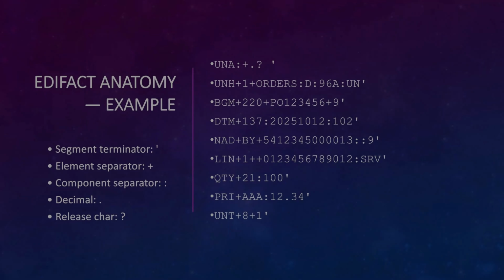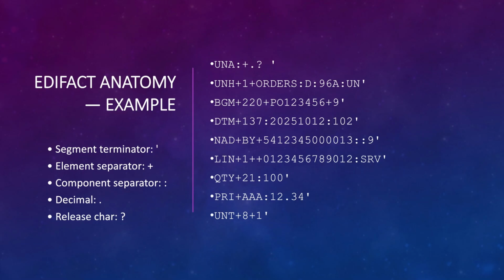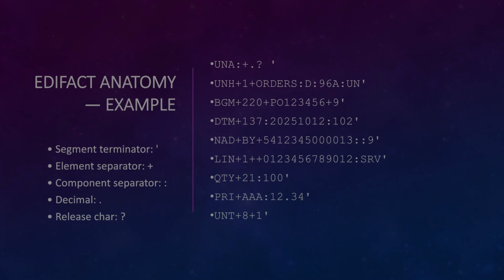Here's a real EDIFACT example. At first glance, this may look complex, but it's simply a sequence of segments, each ending with an apostrophe. Each segment starts with a code like UNH, BGM or DTM, followed by elements separated by plus signs. When you see colons, those indicate components inside a composite element. Once you understand the separators, the message becomes much easier to read.